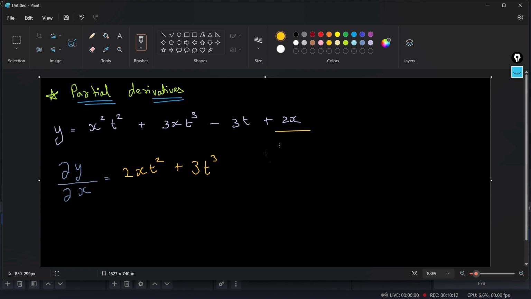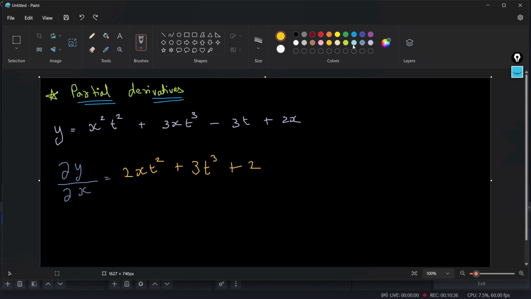I can simply go ahead and take the differentiation of 2x. It's going to be plus 2. So that's the output for that partial derivative of y with respect to x. Just note that I have assumed everywhere t to be a constant. Over here, assumed t is not there and took a derivative of x square. After that, I just multiplied it with the t square. That's it. Similarly for all the terms.